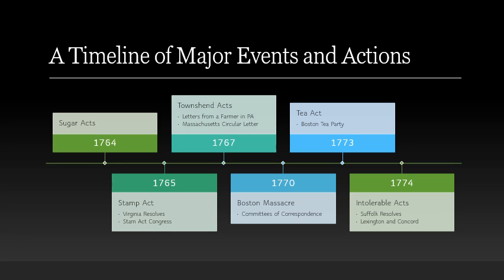So 1764 is going to start with the Sugar Acts. In 1765, you'll see the Stamp Act. After that, a little while later, in 1767, because there's a lot of upheaval around the Stamp Act, you're going to see the passage of the Townshend Acts. Again, you'll see a little bit of a gap between the Townshend Acts and the Boston Massacre, and a period of relative peace between the Boston Massacre and the Tea Act. After the Tea Act, things start to go downhill pretty quickly, and you're going to see the passage of the Intolerable Acts. So let's talk about all of these things and the colonial reactions to them in a little bit more context.